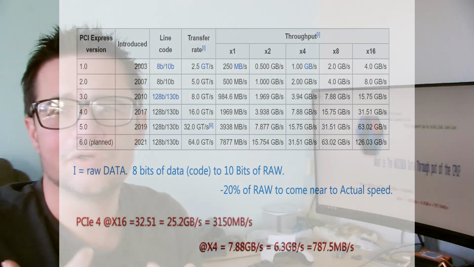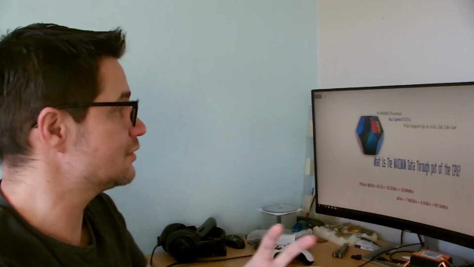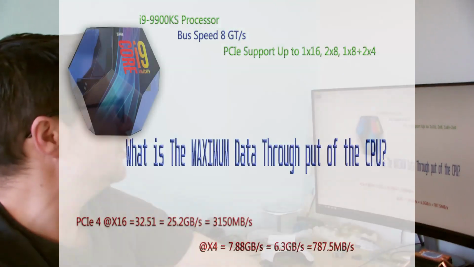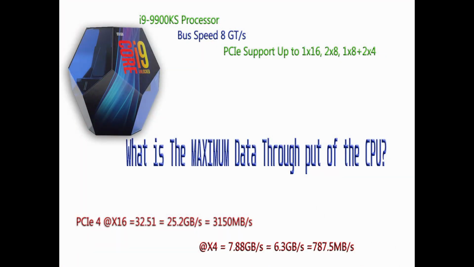So let's have a look at how the processor affects this, because obviously they have to process the data. As you can see, this is the i9-9900KS processor. It's one of the fast processors. It supports PCI Express up to 16. 2 8s are 16 and 1 8 and 2 4s are 16 as well. So you get your maximum speed of your processor.